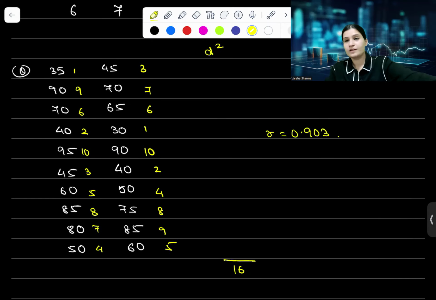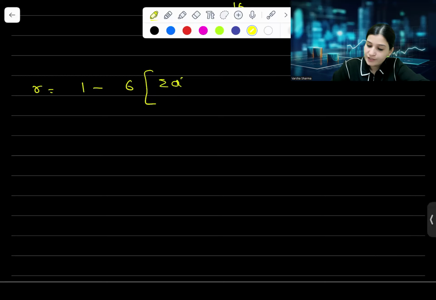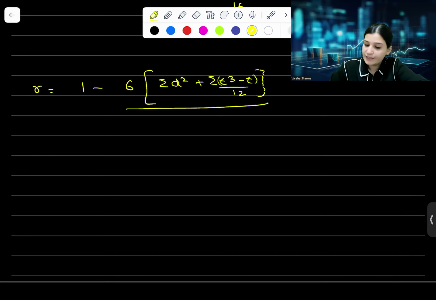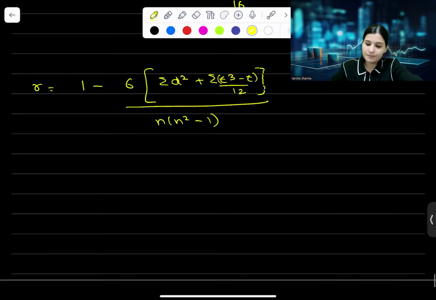All of you got the answer? Now we will be using this formula: 1 minus 6 times summation d square plus t cube minus t by 12 summation, the whole thing divided by n square minus 1. That means there will be a tie. Whenever there is a tie, the same score is written, then we will be using this formula.